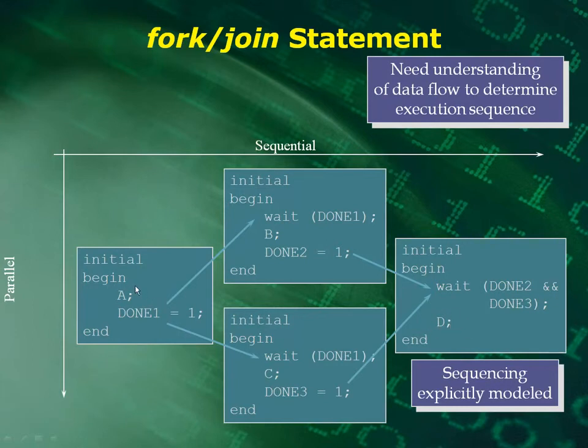So here we have a case where sequentially we want A, then we want to do B and C in parallel. When both of those are done, then we want to do our statements D. So this sequencing has been explicitly modeled, and we're going to find an easier way to actually do this using the fork join.